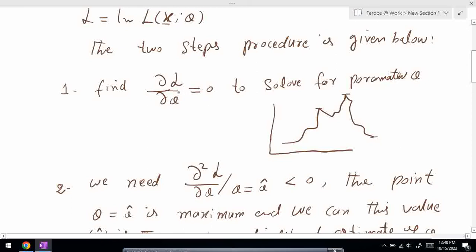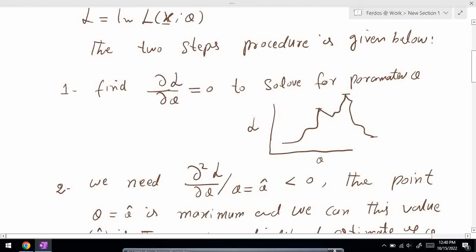Now you need to calculate the first partial derivative with respect to the unknown parameter theta, and then equate this to 0 to solve for the parameter theta. Now the question is why we equate this to 0. There is some logic. Suppose this is a graph, and this is the value of the parameter and this is the likelihood function. Then you need to find the place where the slope is 0. The slope is 0 at the maximum and the minimum point.